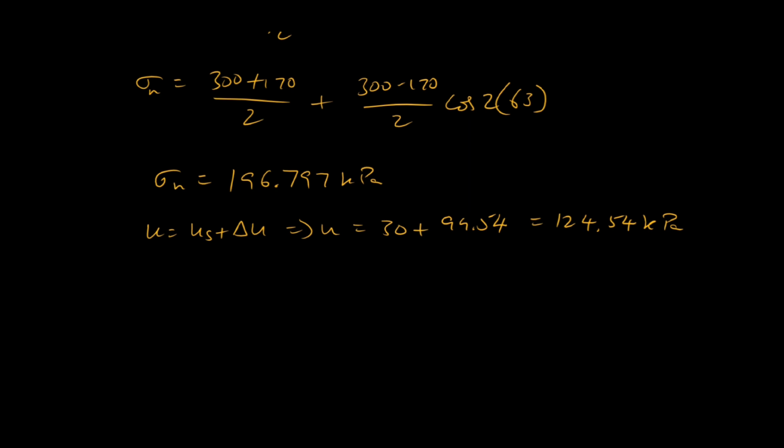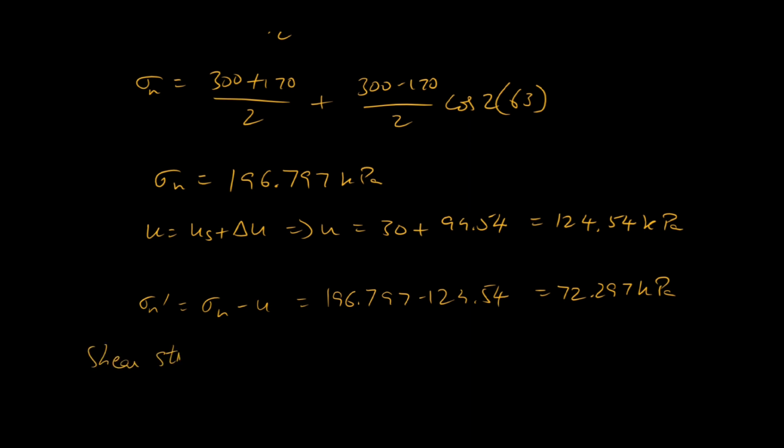So the normal stress is given by 196.79, and the effective stress sigma n dash will be equal to sigma n minus u. That is 196.797 minus 124.54, which is nothing but 72.297 kilopascal. So with this, we can calculate the shear strength.